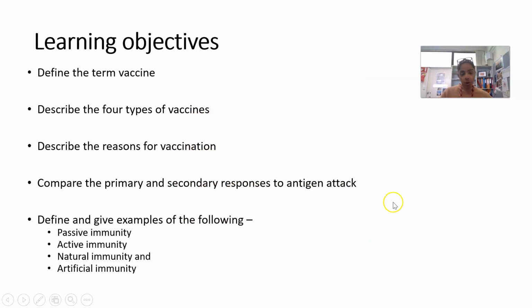Learning objectives seem quite short, but this is quite an involved lesson. Defining what a vaccine is and describing the reasons for vaccination. Hopefully in today's climate you'll be very aware of that. And looking at the 4 types of vaccines. So if you've been keeping up with the news and the podcasts that I've been directing you to, they have been talking about vaccines quite a lot.